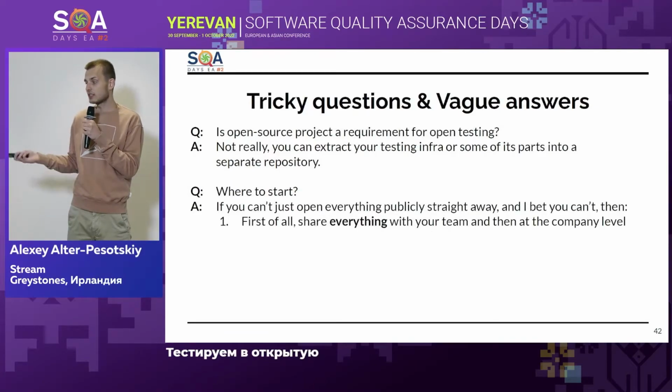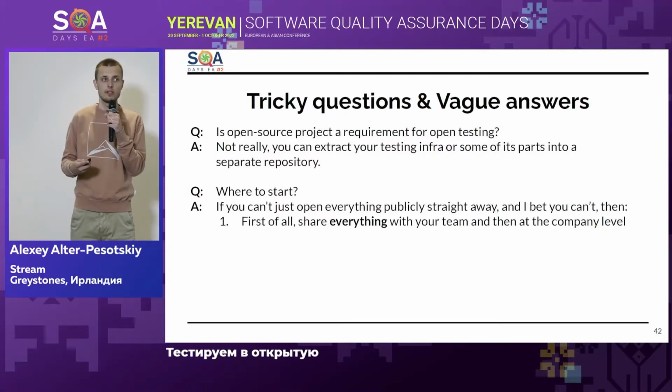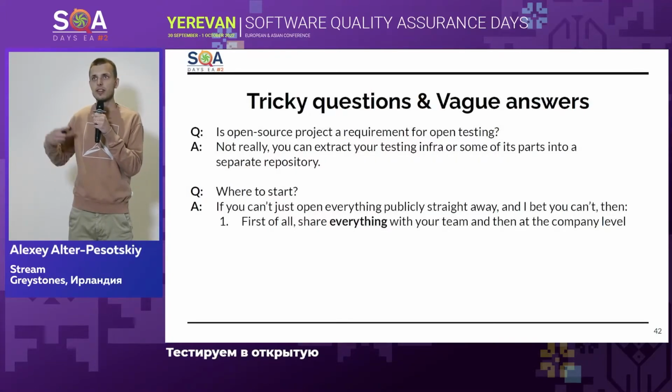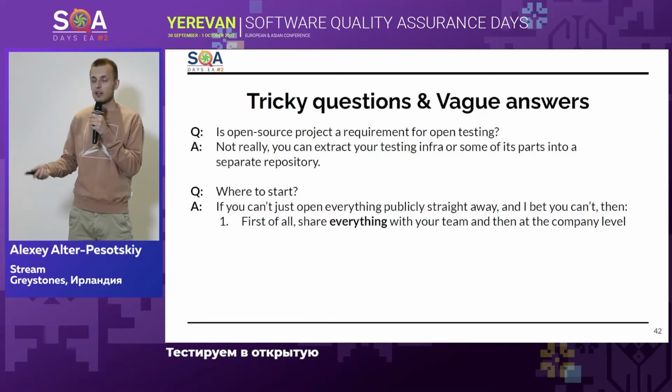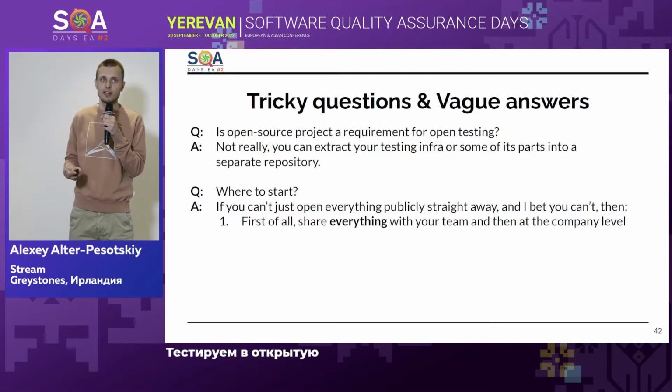And if you can't just open it straight away, then first of all, share everything with your team, and then on the company level. If you share everything with the team, it is somehow already open testing. If you share it on the company level, you will have a lot of great insights, so other guys from other teams or high management could see what you're doing and could bring a lot of great insights.